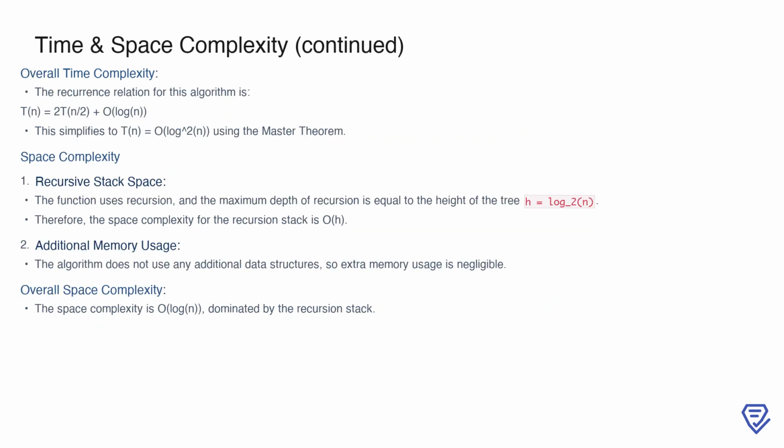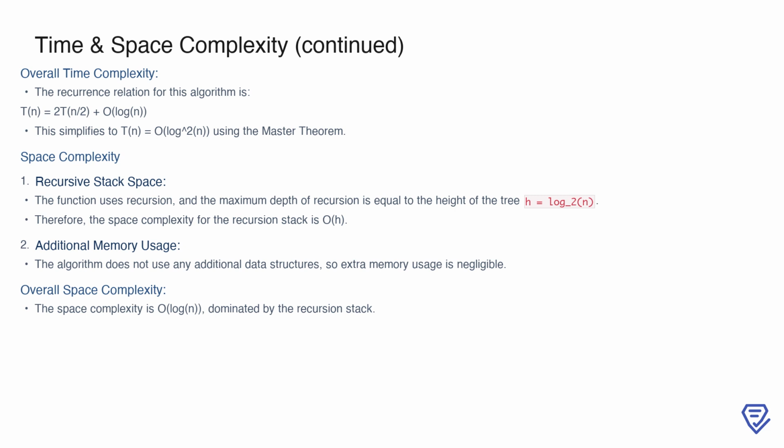The overall time complexity of the algorithm can be expressed using the recurrence relation T(n) equals 2T(n/2) plus O(log n). This accounts for the recursive calls to both subtrees and the depth calculations. Using the master theorem, this simplifies to T(n) equals O(log_2 n), which is the time complexity of the countNodes function.